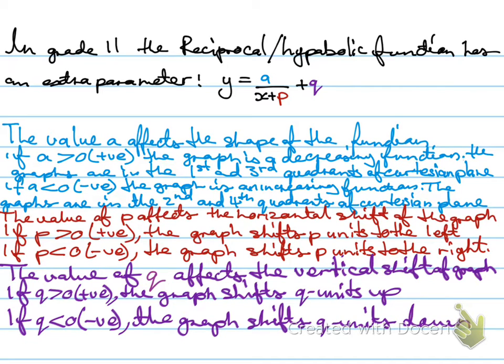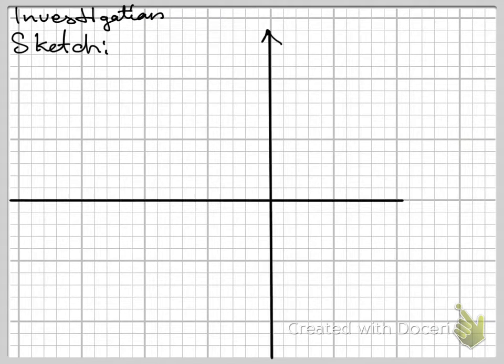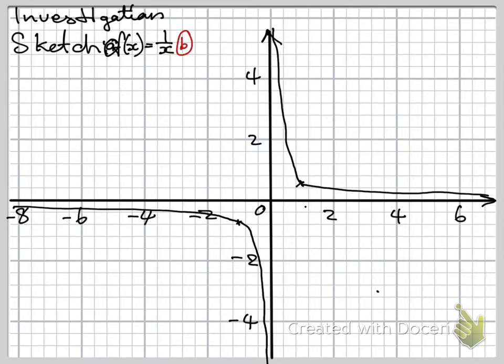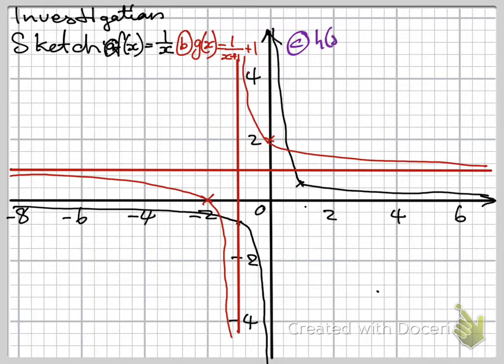Let's draw some graphs to see the effects of p on the reciprocal function. Right, so here we do an investigation. We're going to sketch the graphs. We start with the parent graph, f of x is equal to 1 all over x, and it looks like this, right? And then we draw g of x, where we've introduced both parameters. We increase them by 1 unit. You see it shifts to the left 1 unit and shifts upwards 1 unit.